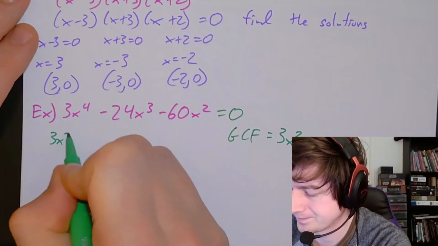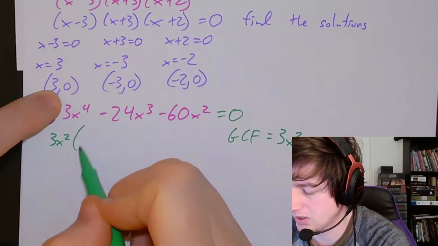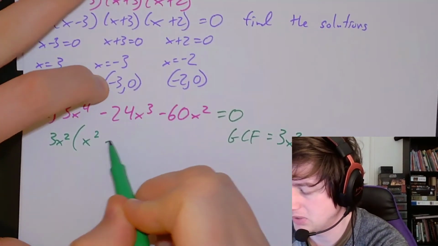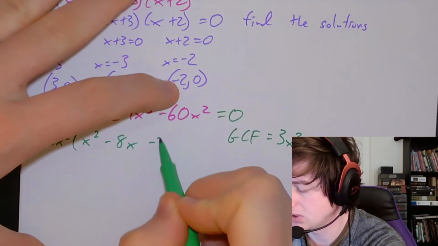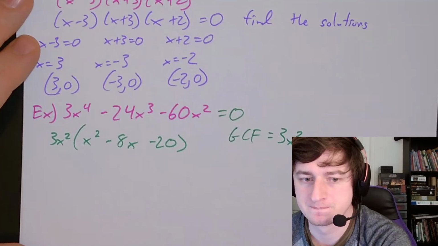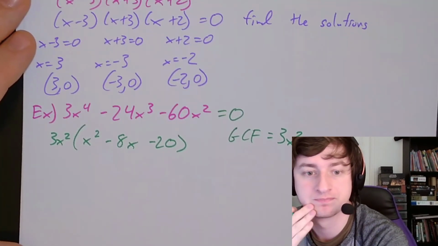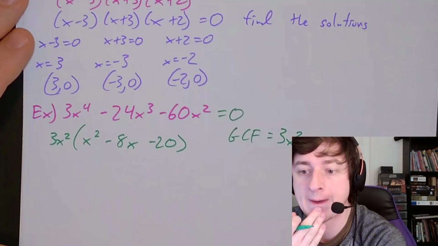This leaves us with x squared minus 8x minus 20. Wait, is this not factorable? Oh, no, it is. Never mind. Sorry. Scaring myself.